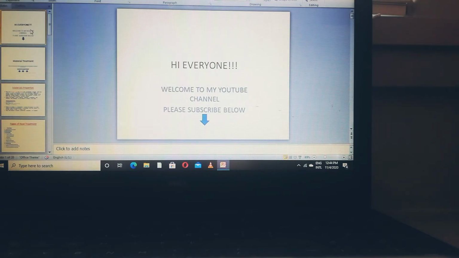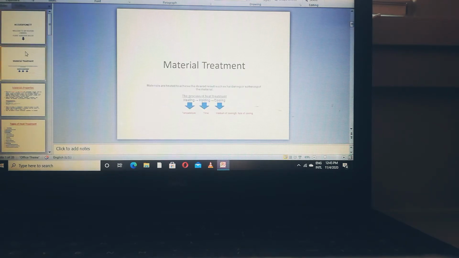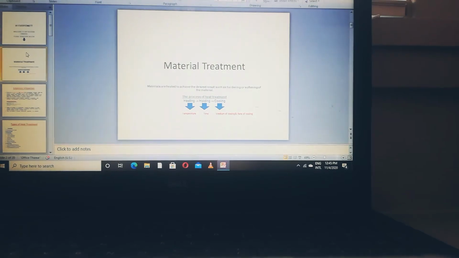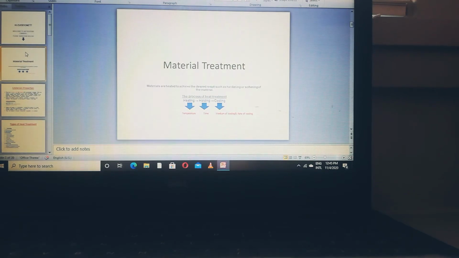Okay guys, today we are going to be talking about material heat treatment. This is where steel or iron is heated to achieve a desired result, such as hardening or softening of a material. The process of heat treatment involves heating a material, holding it, and cooling it down.